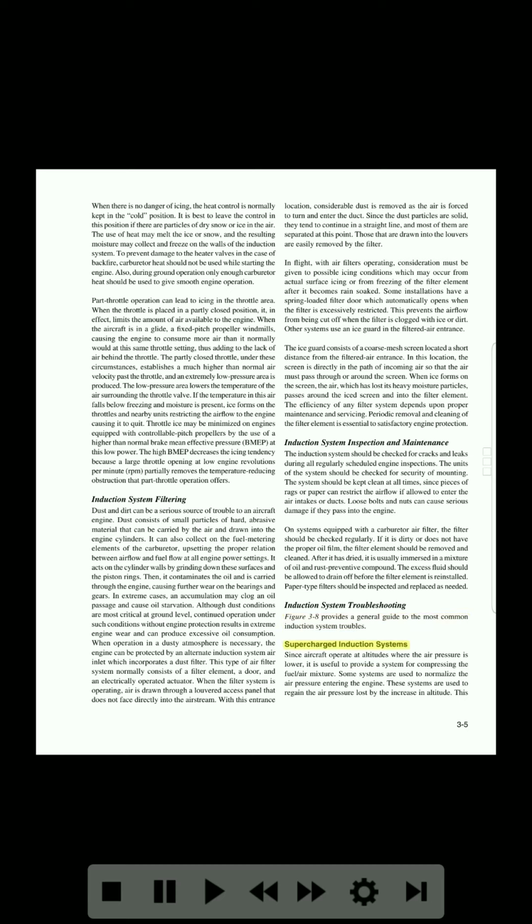Supercharged induction systems. Since aircraft operate at altitudes where the air pressure is lower, it is useful to provide a system for compressing the fuel/air mixture. Some systems are used to normalize the air pressure entering the engine. These systems are used to regain the air pressure lost by the increase in altitude.